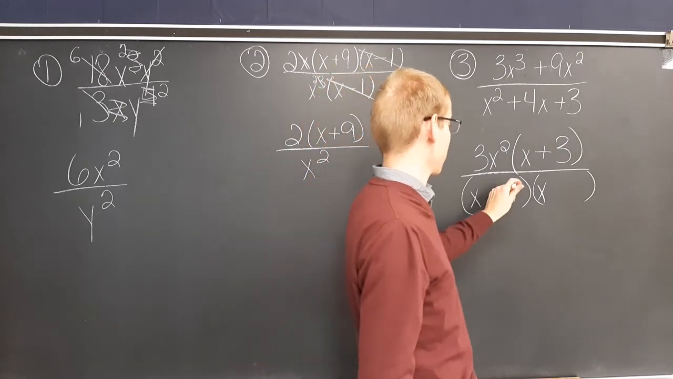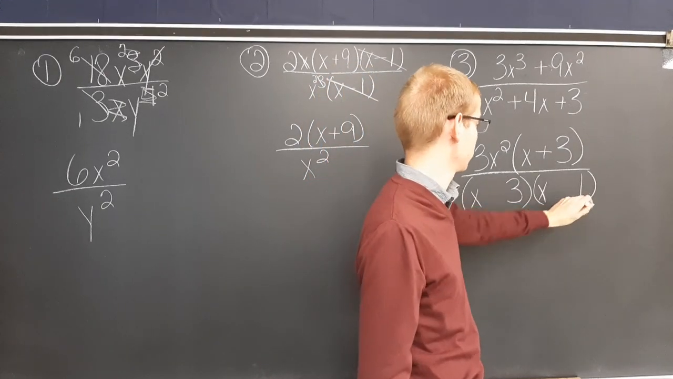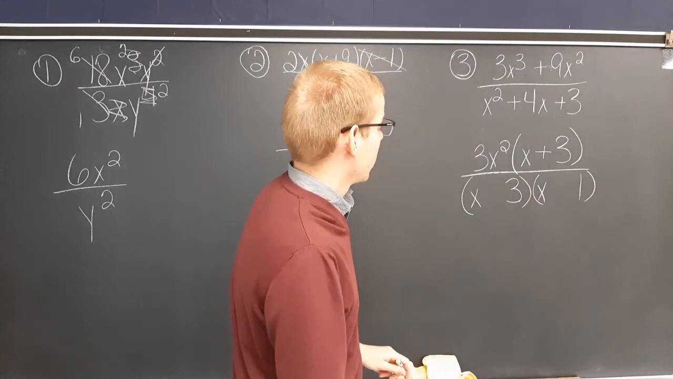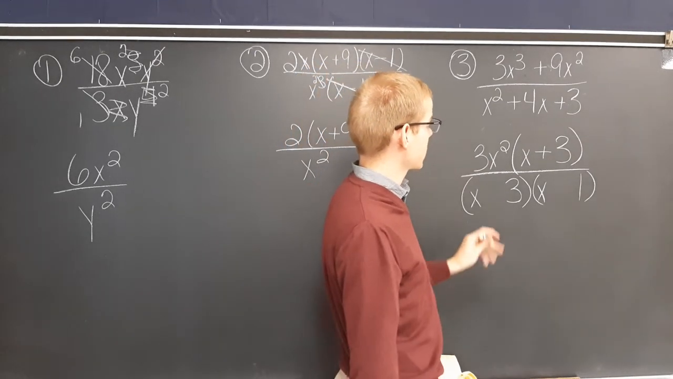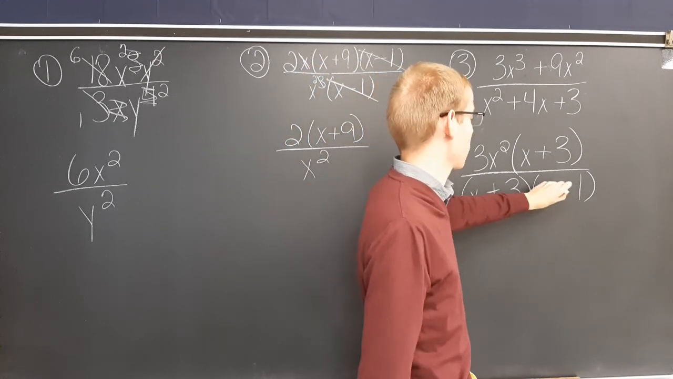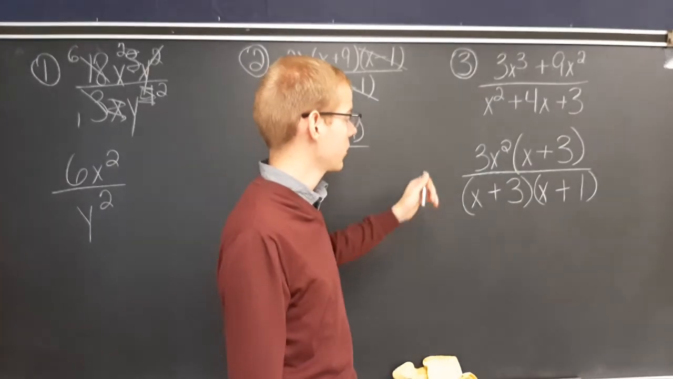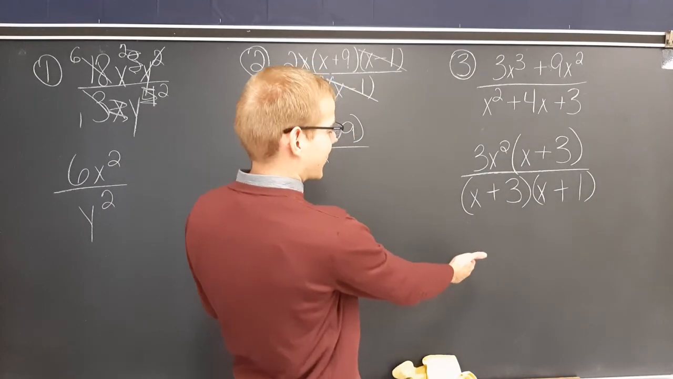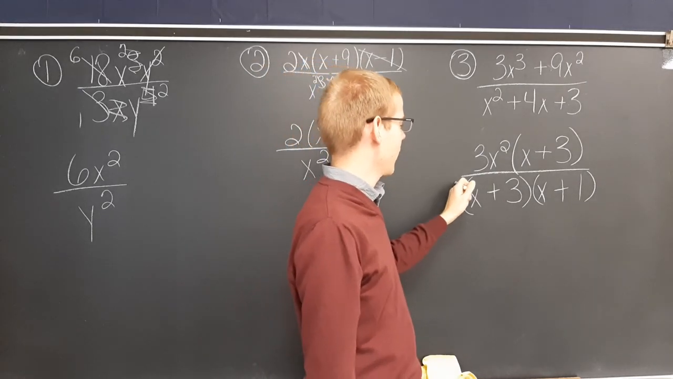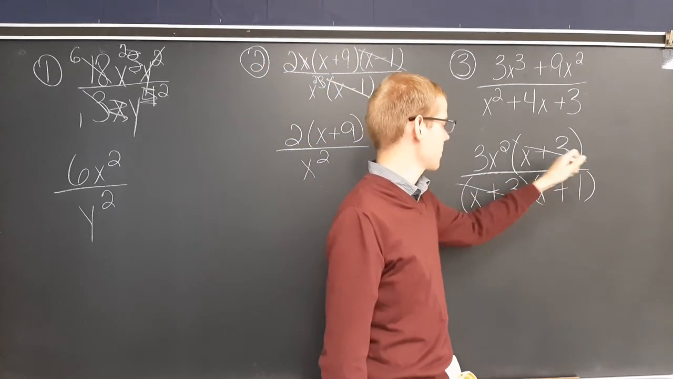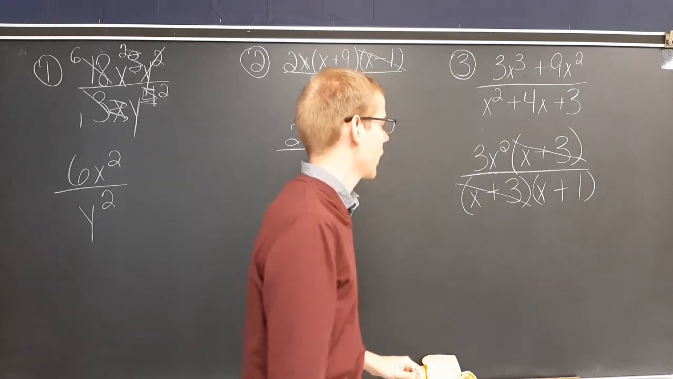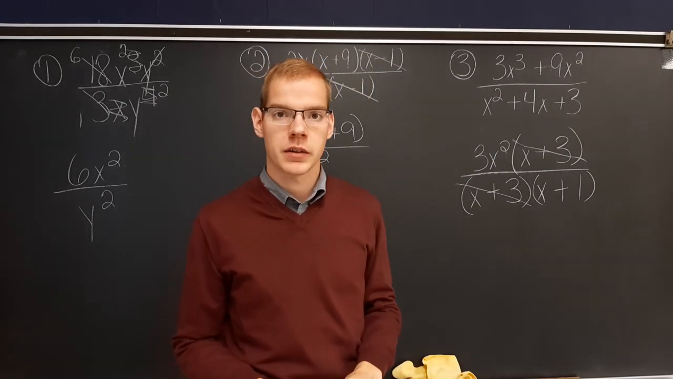So possibly 3 and 1. And since they're both positives, they will both be positives here. Now, can we simplify this now? This looks more like that one now. So now we can simplify. This part and this part are the same. And is there anything else that we can simplify? No.